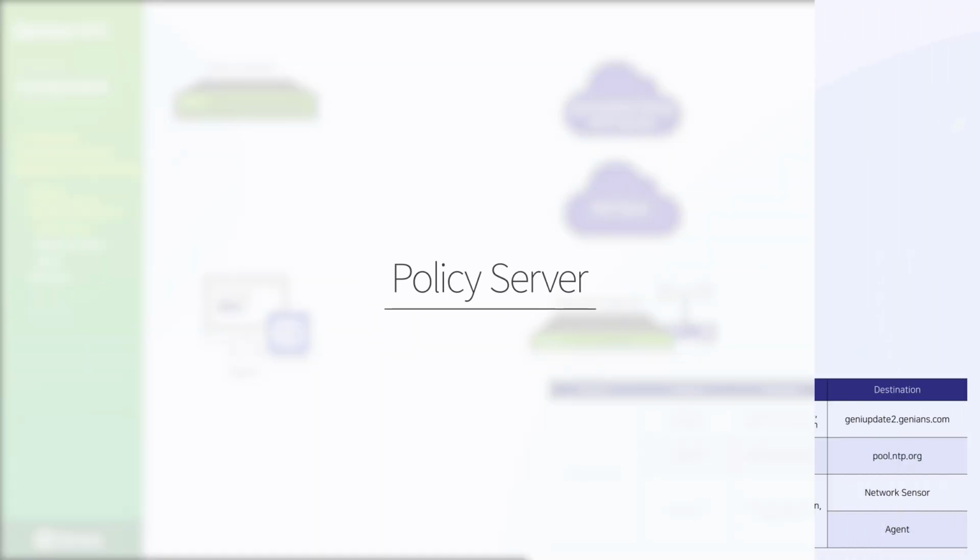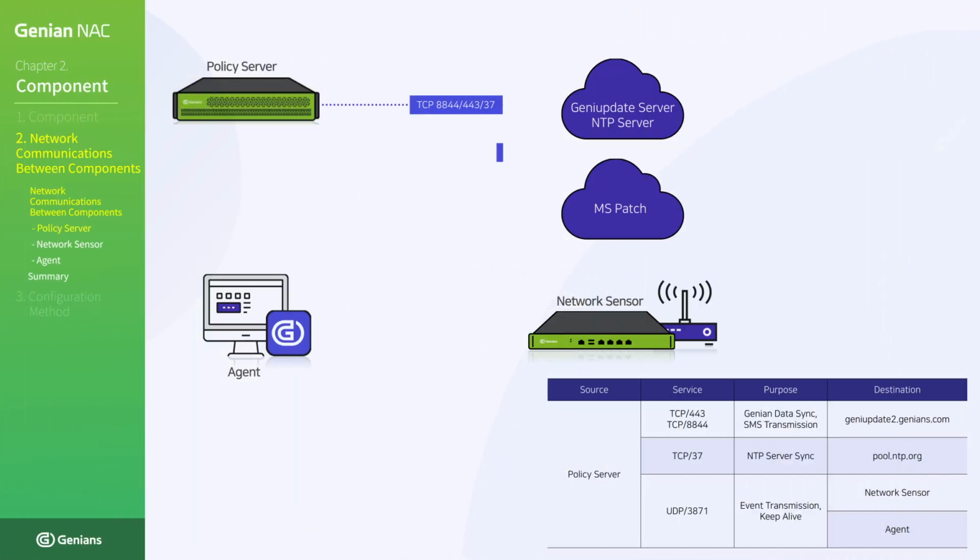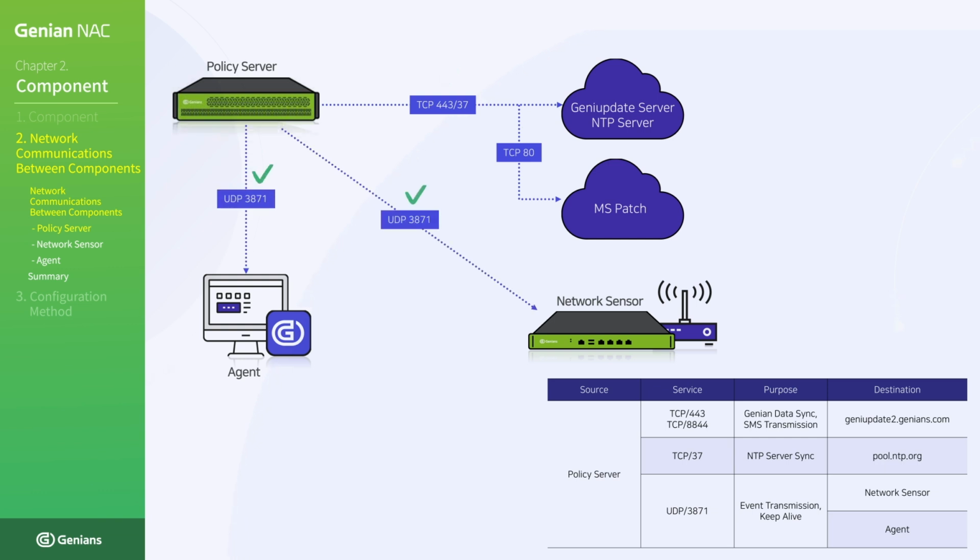The policy server communicates with the Genion update server using TCP 443 and TCP 80 ports. This communication is used for Genion data updates and message transmission. Additionally, it periodically synchronizes server time with the NTP server using TCP 37. The network sensor and agent use UDP 3871 to transmit events or check their operational status through Keep Alive packets.